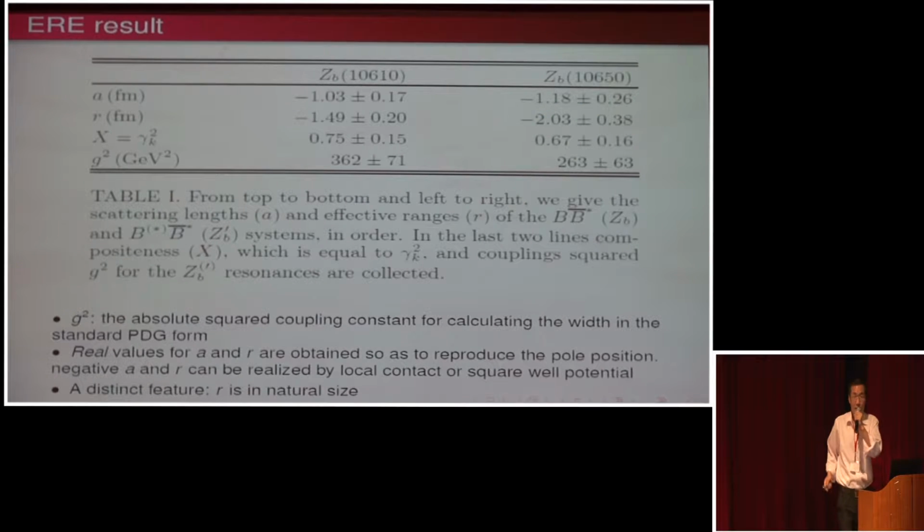Now, in the effective range expansion, there are two quantities. One is the scattering length A, and the other is the effective range R. For the resonance, the mass and the width can also be provided. So there's a two-way correspondence: you can solve the equations for A and R to reproduce the pole position, and then we get these values of A and R. These numbers are the uncertainties estimated by us.